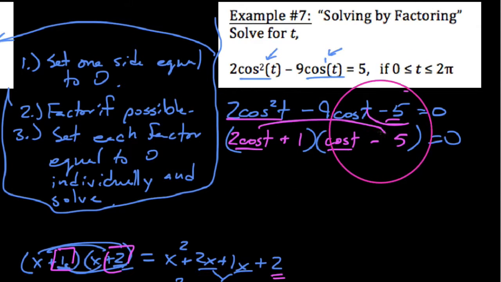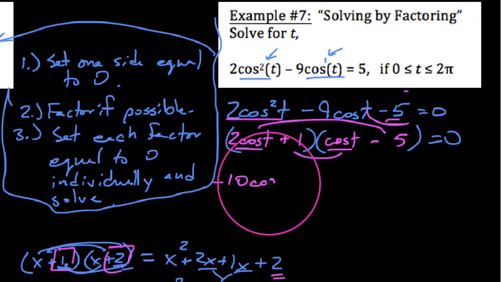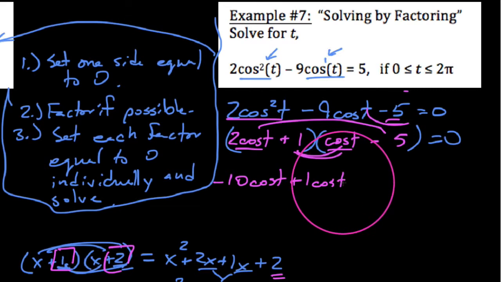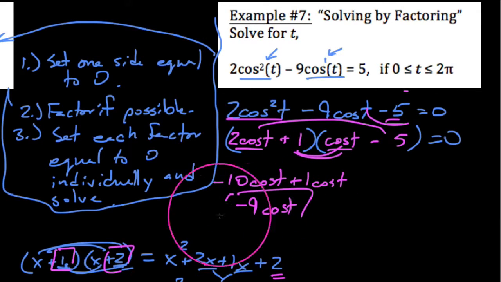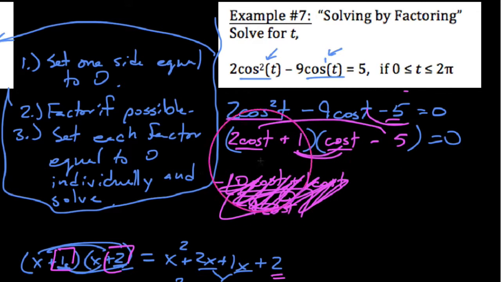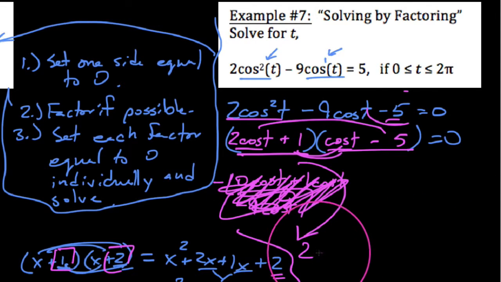Now we say, checking my outer and my inner, I would get 2 cosine t times negative 5 is negative 10 cosine of t. And if I were to do my inner here, I'd say plus 1 cosine of t. So adding these together, I get negative 9 cosine of t. That is what I needed in the middle up here. So here's the deal. That was kind of scratch paper work. Since I have this times this equals 0, we're going to set each individual factor equal to 0 and solve them individually.